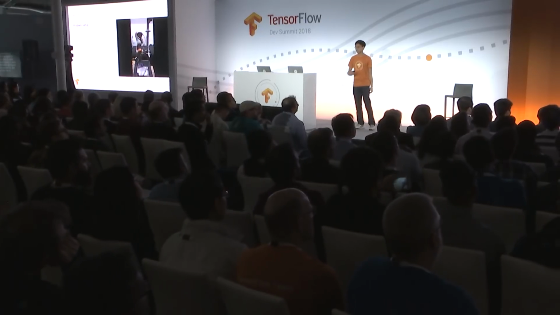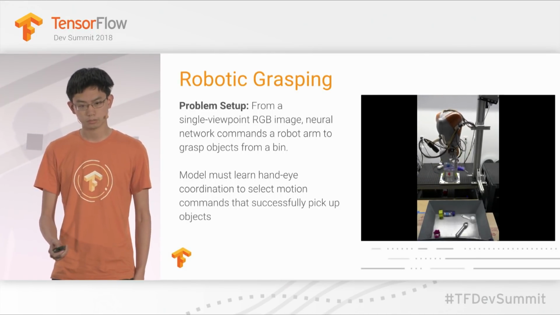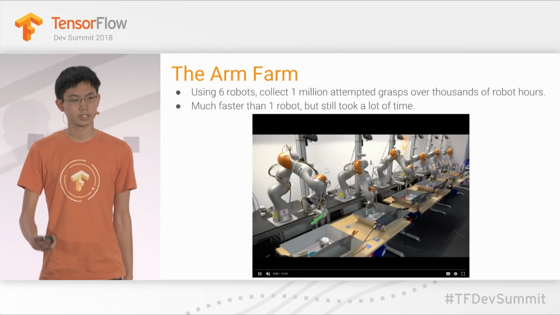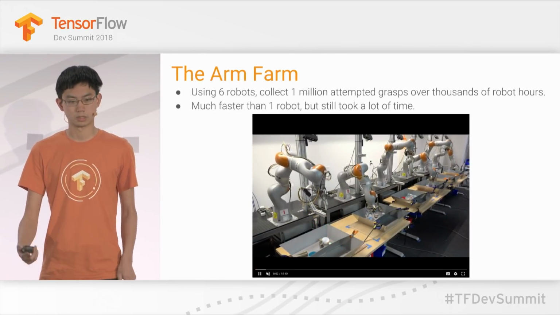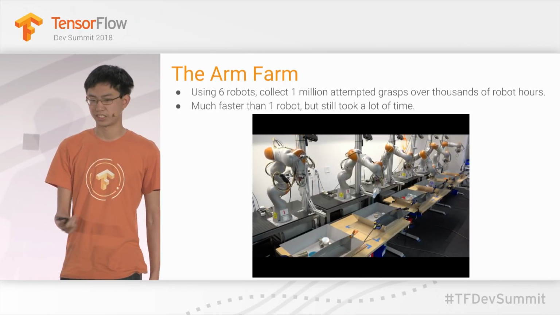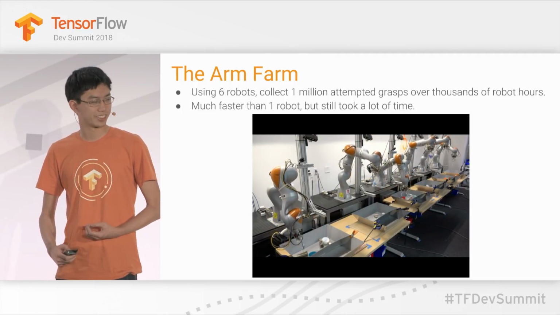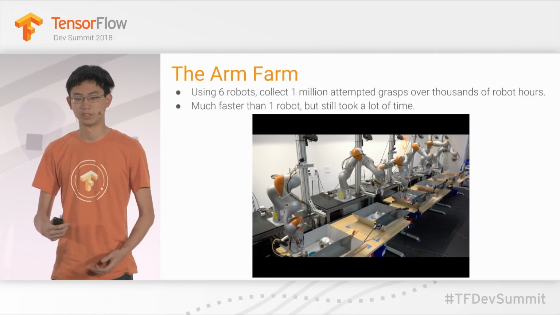Now, in order to train this model, we're going to need a lot of data because it's a pretty large-scale image model. And our solution at the time for this was to simply use more robots. So this is what we call the ARM farm. These are 6 robots collecting data in parallel. And if you have 6 robots, you can collect data a lot faster than if you only have 1 robot.